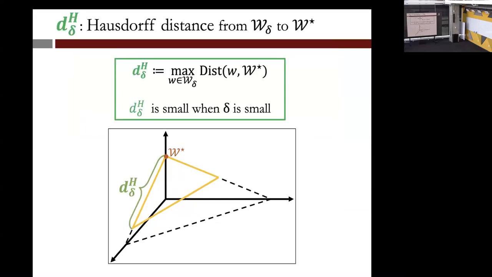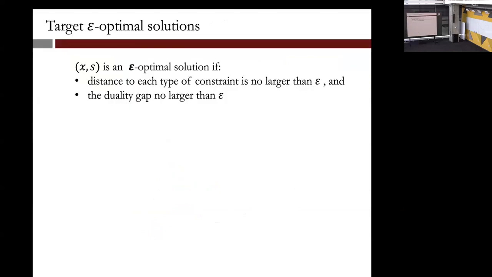And then last of all is what's called the Hausdorff distance of the level set to the set of optima. And so that's going to be the point in the level set that's farthest from the optimal solution. So D_H is the Hausdorff distance, right? And so let me show it.